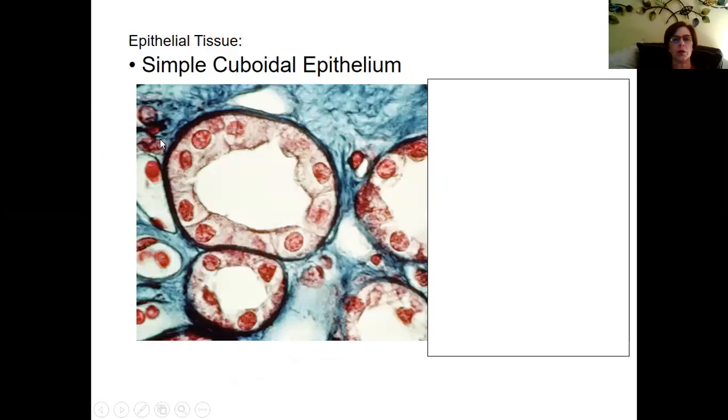All right, simple cuboidal. So here again, what was this we said on our first sheet? Did you say basement membrane? That would be correct. How about this surface then? If that's the basement membrane, that means this is the apical surface, and this will be a lumen. This is a lumen, this is a lumen, and this is connective tissue underneath. So we have simple, there's one layer here, cuboidal, it's cube shaped.